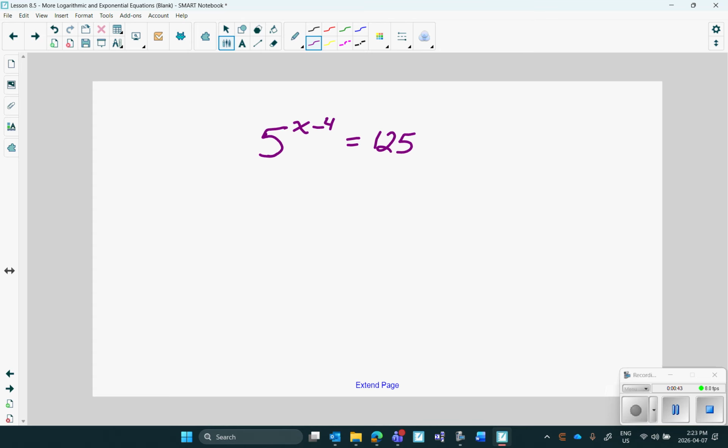Okay, so change the right to a base 5, so I can cancel out the bases. So this would be 5 to the third. So x minus 4 equals 3, therefore x is 7, right? And we did ones like this in Unit 7. You guys practiced one yesterday. What if I said this?